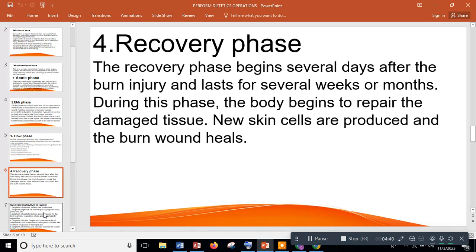Then we are going to the fourth phase, which is recovery phase. This phase begins several days after the burn injury and lasts for several weeks or months. During this phase, the body begins to repair the damaged tissue. New skin cells are produced and the burn wounds heal.